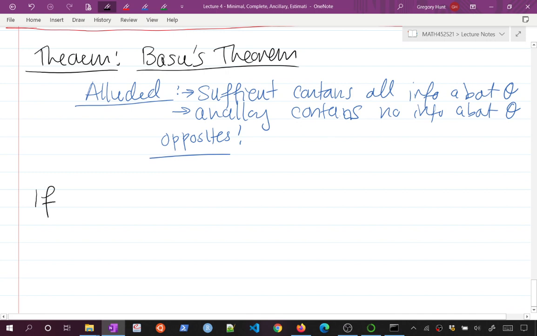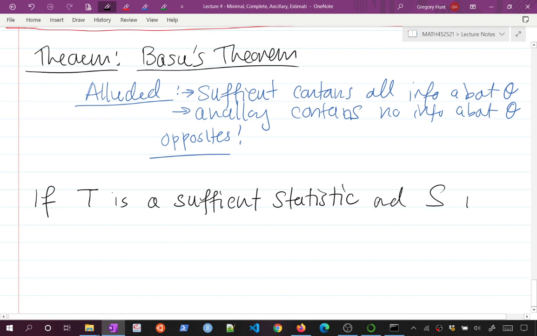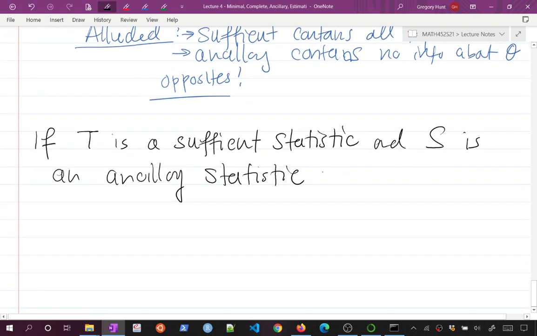And the statement is super simple. It says that if T is a sufficient statistic, we can't have any dependence on the unknown parameters, and S is an ancillary statistic, can't depend on unknown parameters, then T is independent of S.